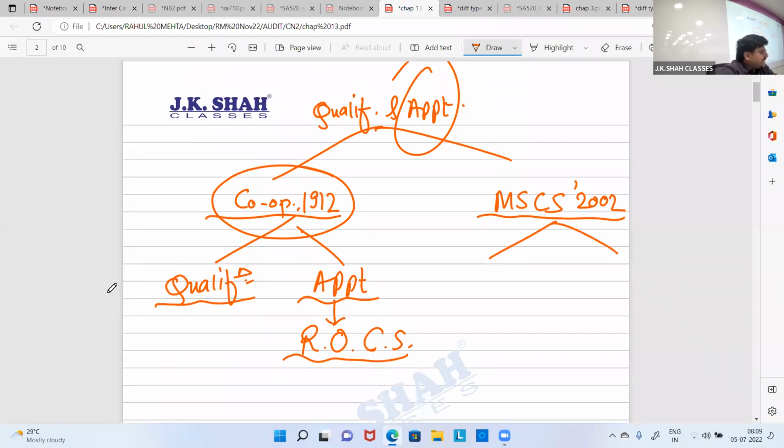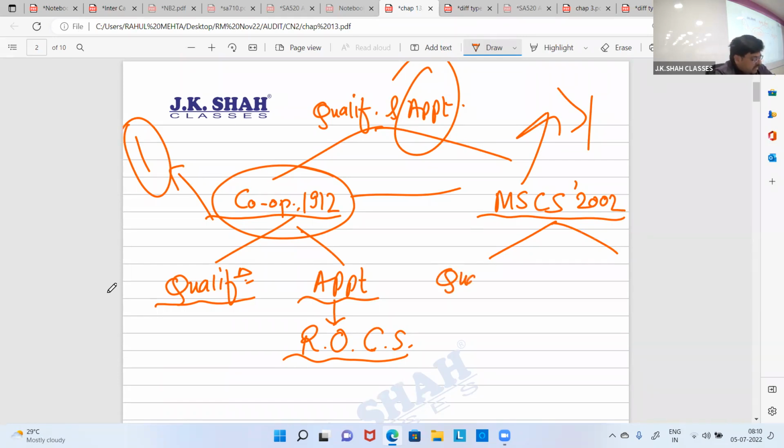Now we come to MSCS. What is MSCS? Multi-state cooperative society. What is the difference between these two? Correct. This one has presence only in one particular state. This one has it in more than one state. So whenever there is a cooperative society whose objectives and presence are in more than one state, then it becomes which type of society? Multi-state cooperative society. Now, again, first we need to understand qualification. Come on, tell me. Correct. Only a chartered accountant. That's the difference.